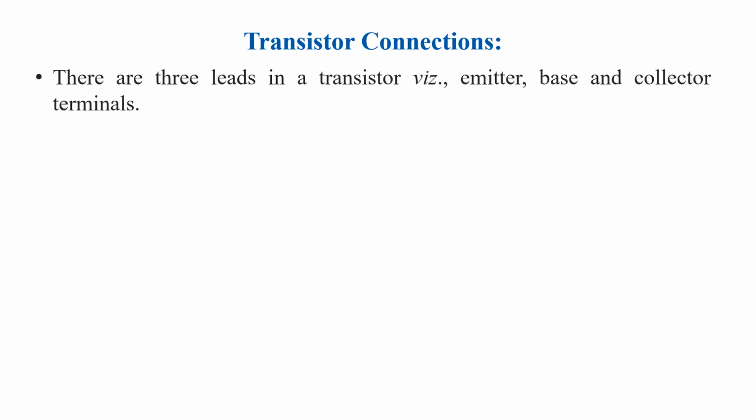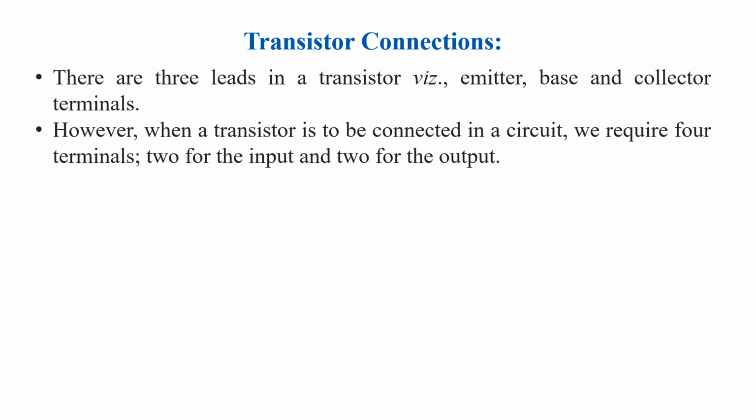In this video, we will discuss the different transistor connections, or different modes of connecting the transistor in a circuit. We already know that a transistor has three terminals, called the emitter, base, and collector terminals. But in any circuit, there will be two input terminals and two output terminals. That means we need four terminals for providing input and receiving the output in any circuit.